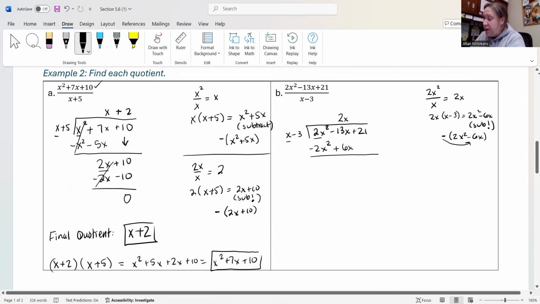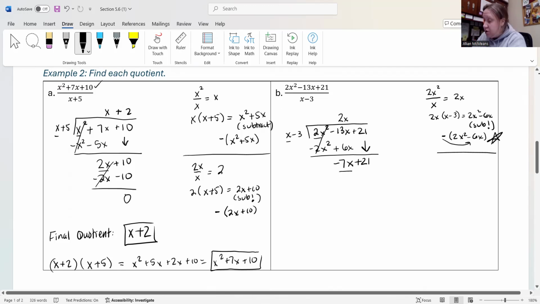Well, 2x squared minus 2x squared is 0. And then negative 13x plus 6x is negative 7x. And then drop down the next term. And then you just repeat the process. Be especially careful right here where you subtract the quotient times the divisor. That's the biggest area where iffy things can happen. All right, now we just repeat the process.